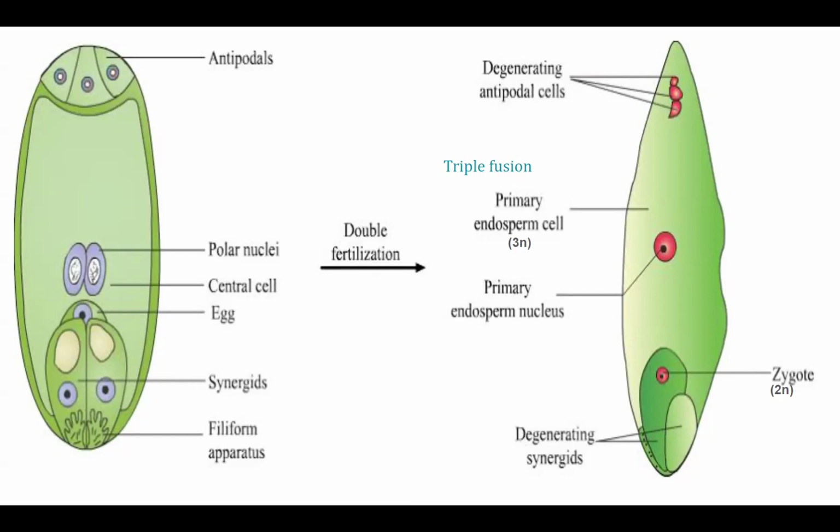And also, when the male gamete will come and fertilize the egg cell, I get a zygote which is diploid in nature, that is 2N.